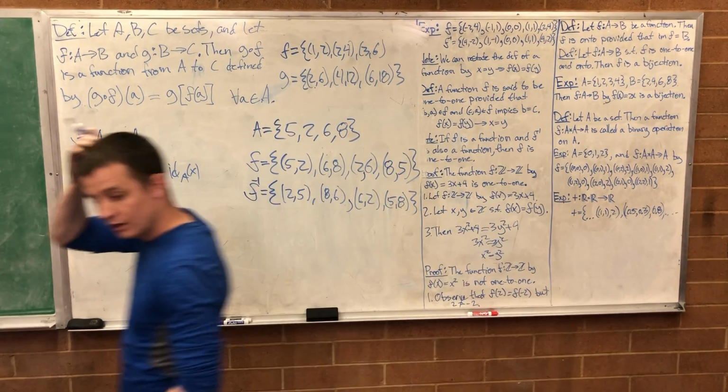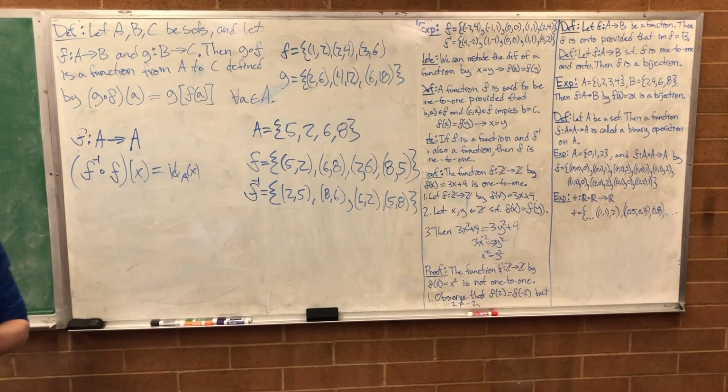How do we do a proof that that's equal to the identity on A? When you're proving that two functions are equal, you need to show that they have the same domain, and you need to show that they map every element in the domain the same way.